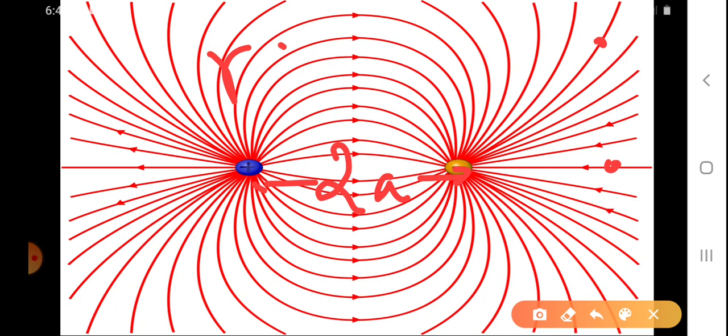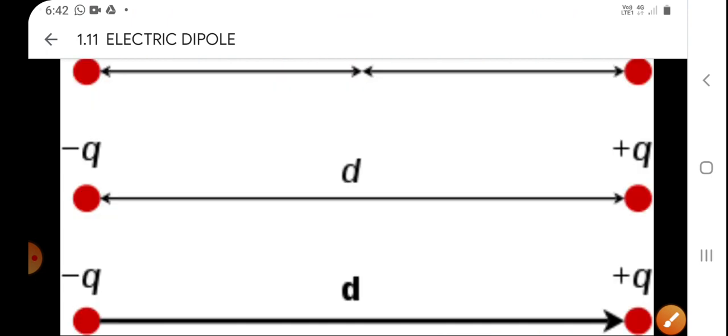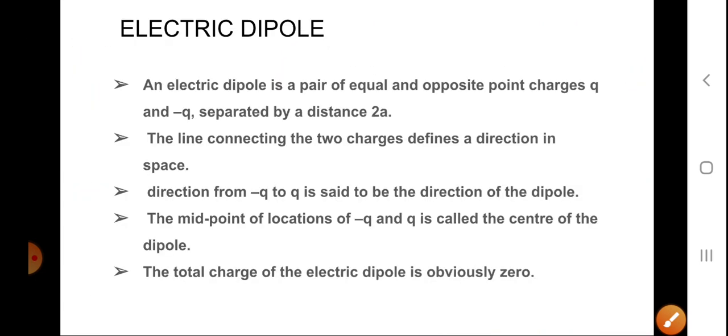where r is much greater than 2a, then there are some points where the electric field due to these two charges cancels out, which means the resultant electric field is zero. But it is not that there is no electric field. The electric field will be there, but they cancel each other. So these are the basic points of an electric dipole.